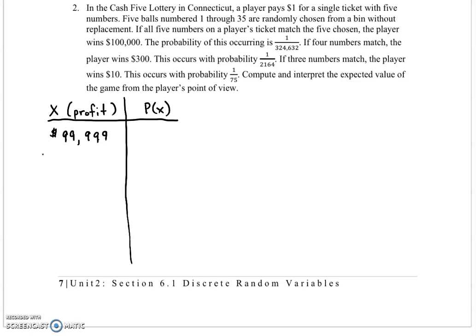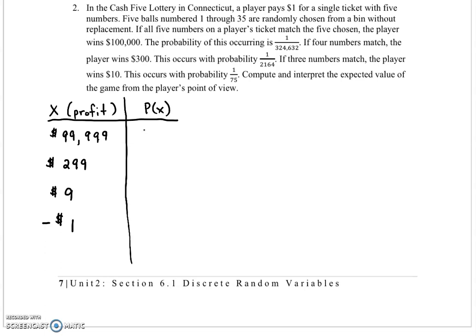Okay, if they get 4 numbers right, they get $300, but again, they paid $1 for a ticket, so their profit is $299. If they get 3 numbers right, they win $10, but they paid $1 for a ticket, so their profit is $9. And remember, there's another outcome where they don't win anything, which means they just lose the $1 they paid for the ticket.